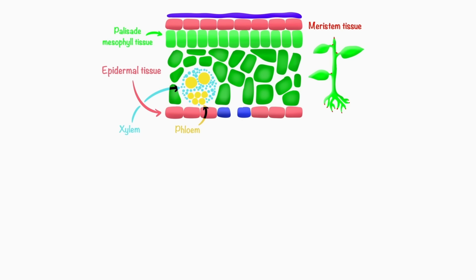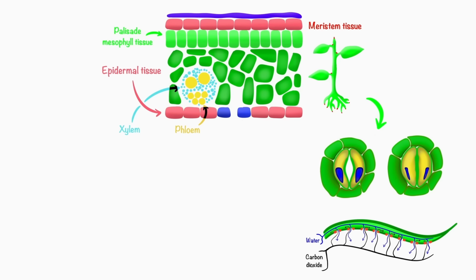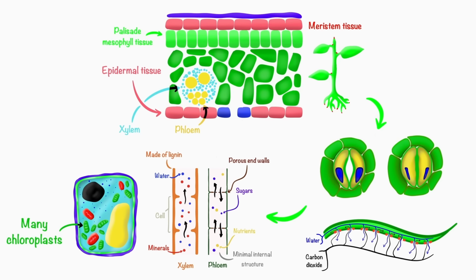Today we're learning about plant tissues, how they form organs like leaves, roots, and stems, exploring leaf structure in detail, and finally discovering how these structures enable transport and photosynthesis.